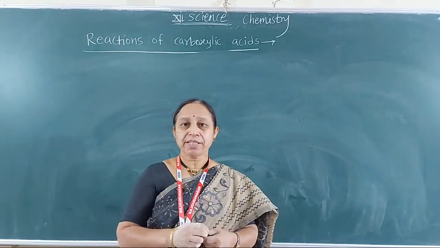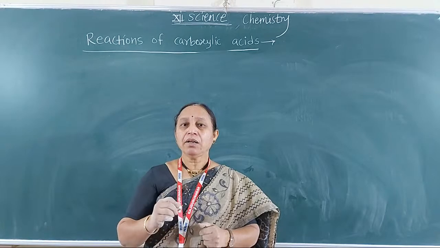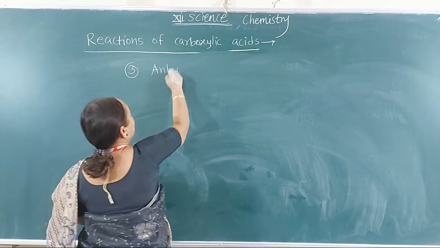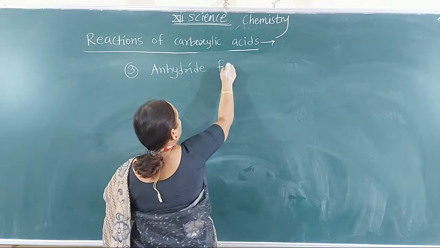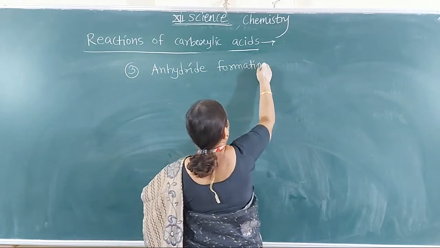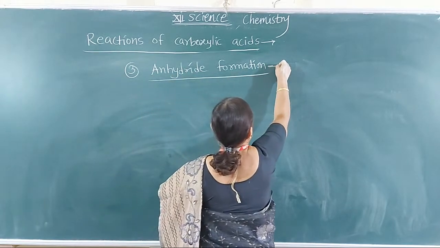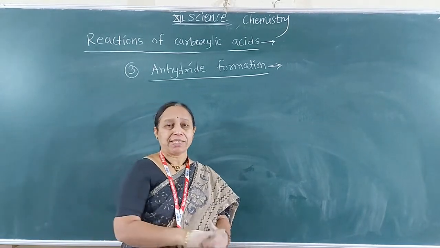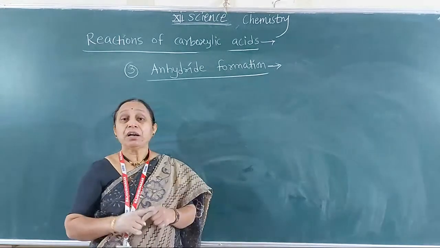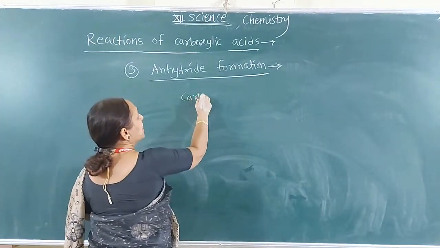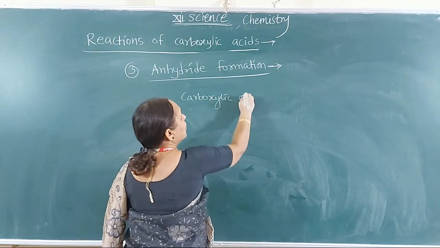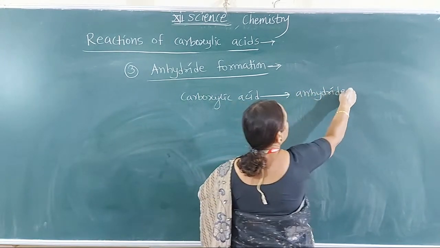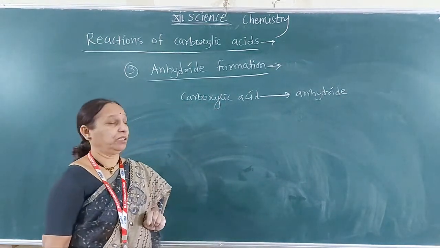Let us continue with the next reaction of carboxylic acid, anhydride formation from carboxylic acid. Third reaction, anhydride formation. After amide formation, an important reaction of carboxylic acid is anhydride formation. Monocarboxylic acid forms anhydride. Carboxylic acid forms anhydride. This is known as anhydride formation.